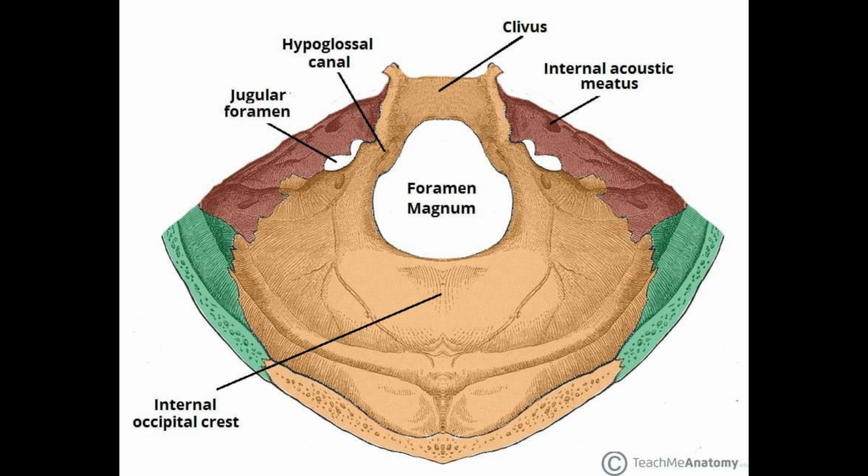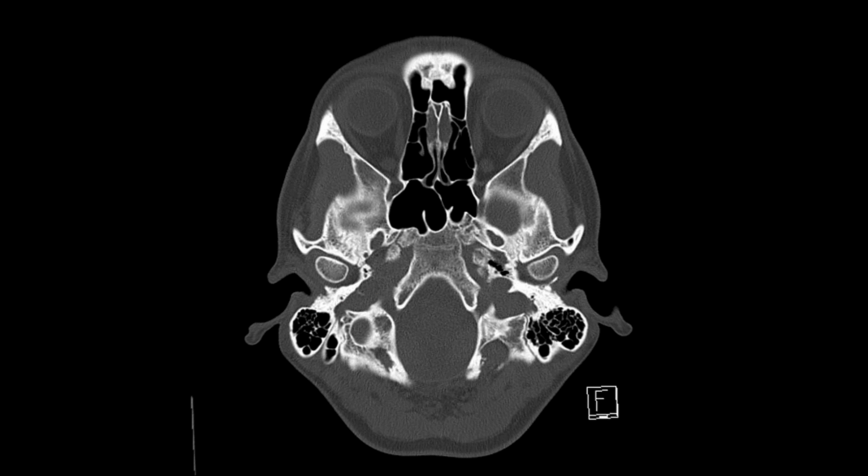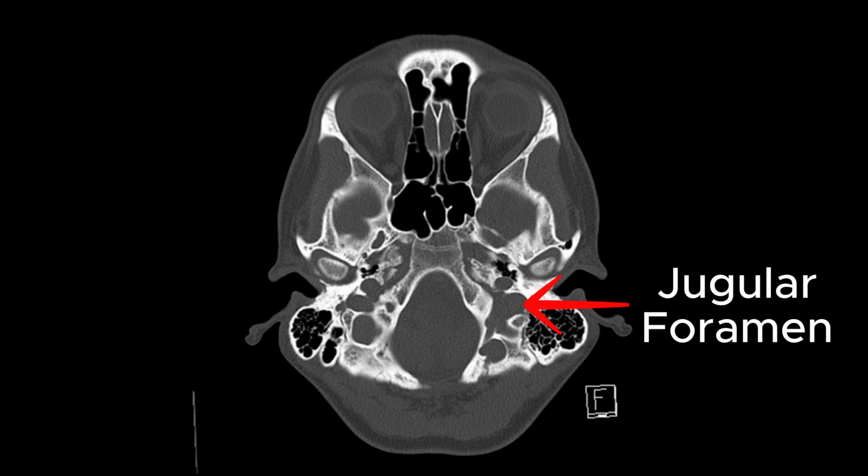Now moving to the posterior fossa, this is the hypoglossal canal and it transmits the 12th cranial nerve, which is also known as hypoglossal nerve. This is the jugular foramen. It transmits cranial nerve 9, 10 and 11 along with the internal jugular vein. Inferior petrosal sinus and the sigmoid sinus also lie in this foramen.